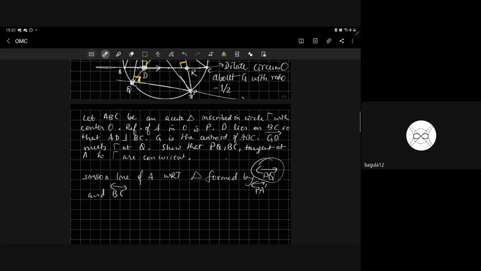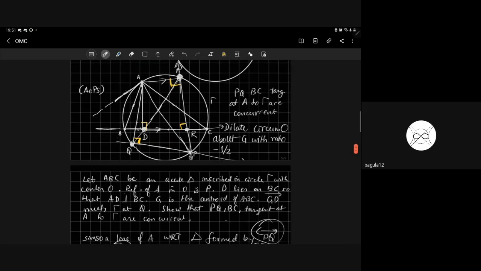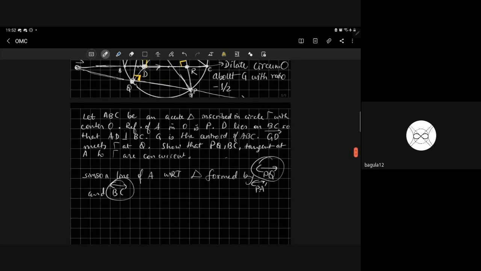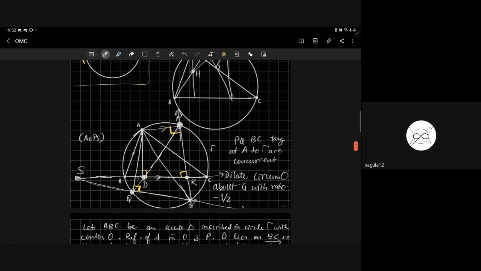There's a PQ here and there's a BC here. Okay, and we want to show that the tangent at A also meets at this point. So if you call the intersection of these two as S, then QDA prime is the Simpson line of A with respect to what triangle? Now it's there in the picture. I'll tell you, it's triangle PRS.